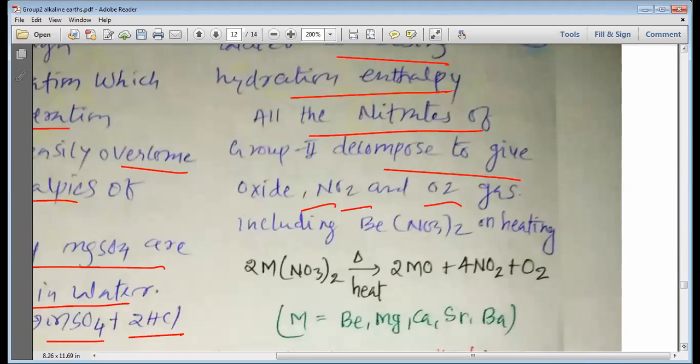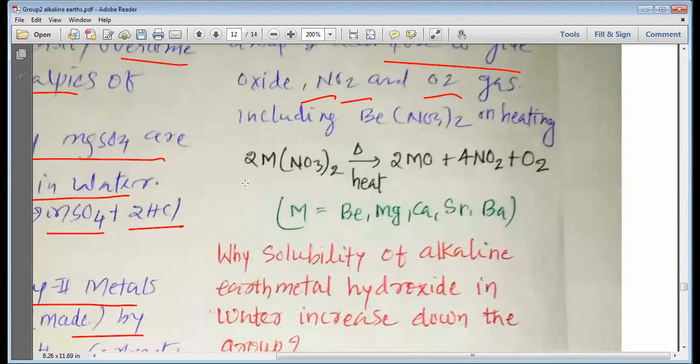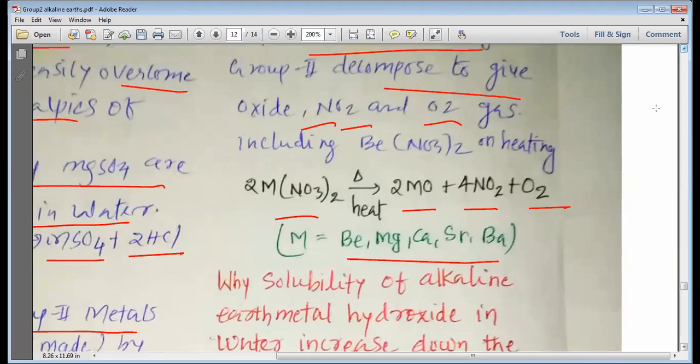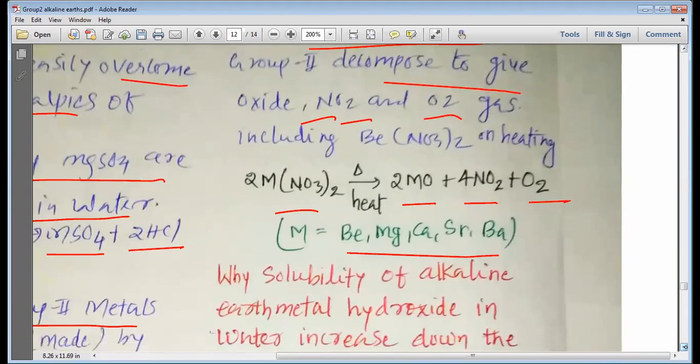You can see the common or general reaction. If you have 2M(NO3)2, that gives us 2MO plus 4NO2 plus O2, and all these magnesium, beryllium, calcium, strontium and barium nitrates give the same kind of reactions, my dear students.